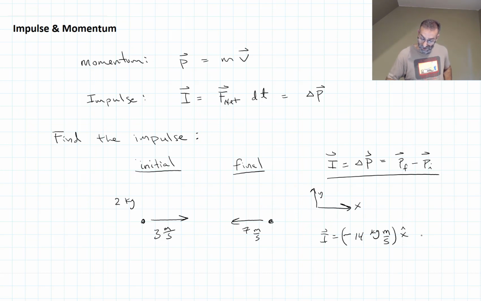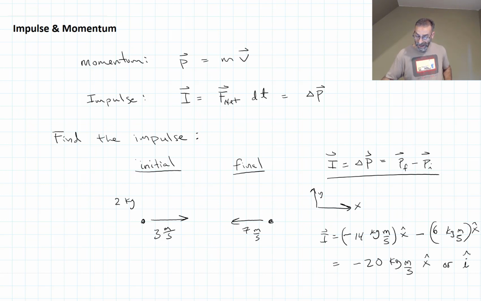And then we are going to subtract 6 kilogram meters per second in the x direction, and we're going to end up with negative 20 in the x direction, or if you prefer, i hat. So units and direction always with your answer.